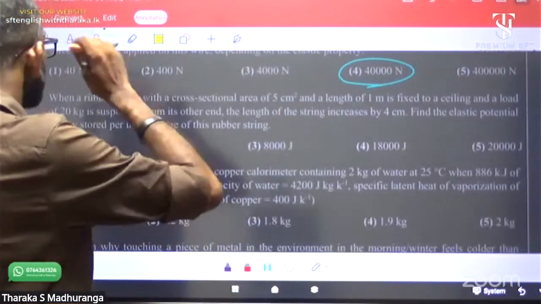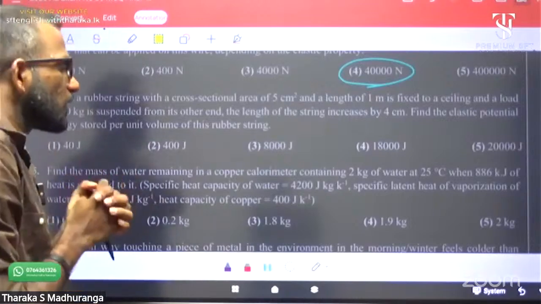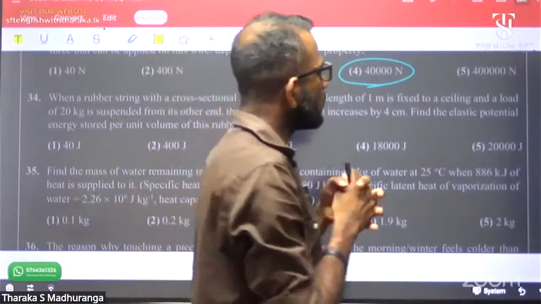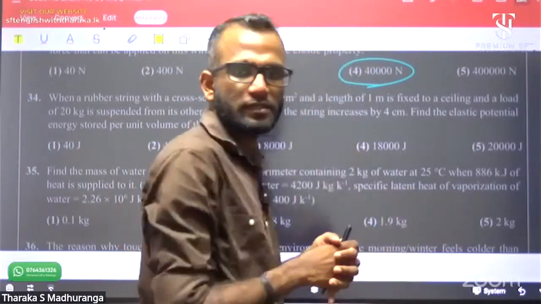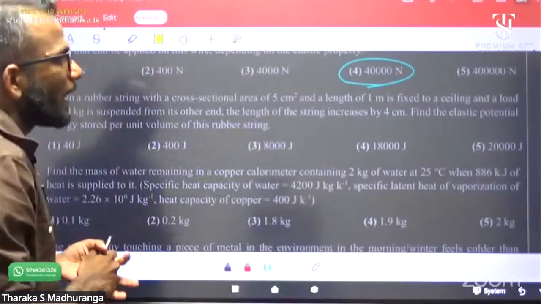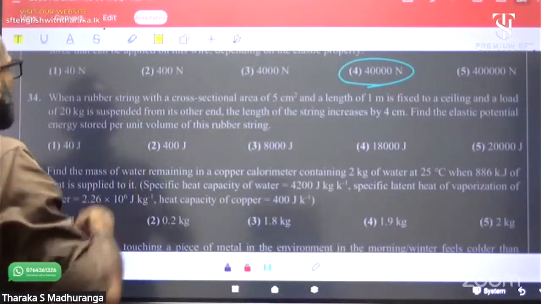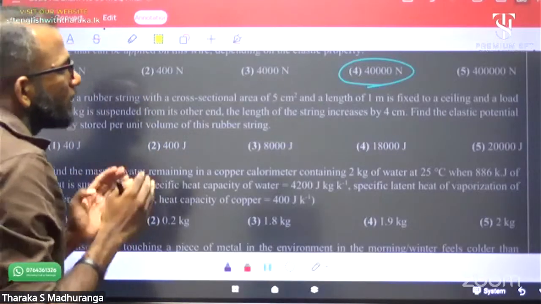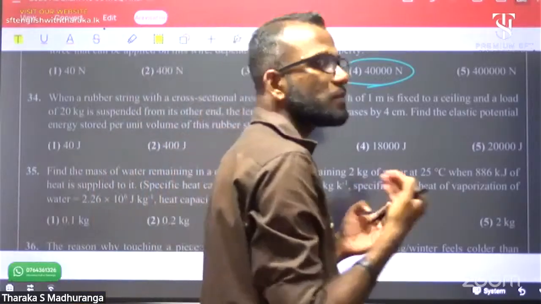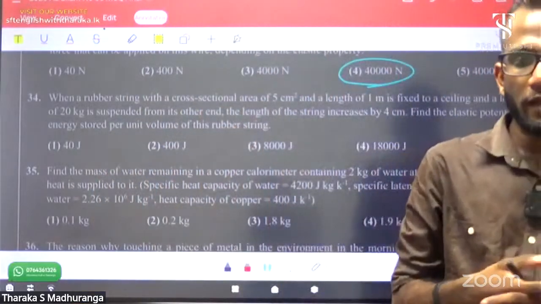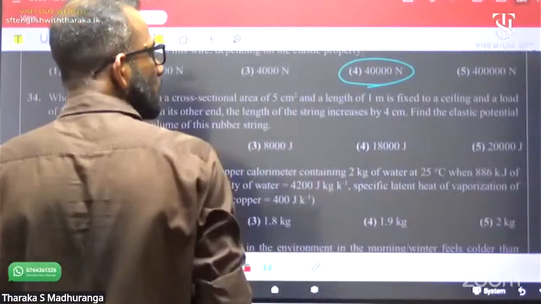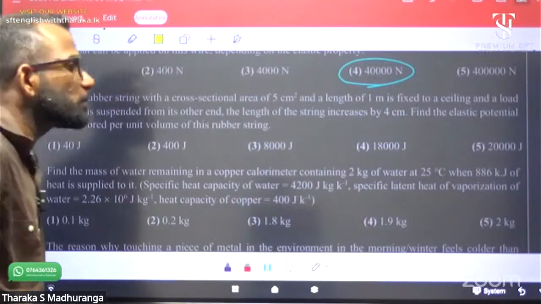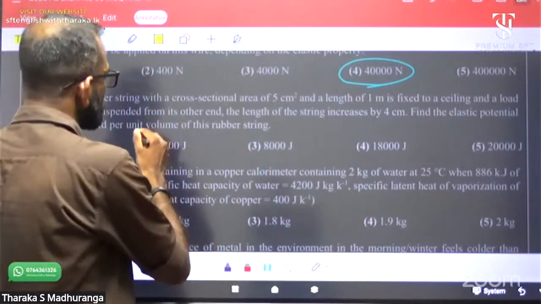Question number 34. A rubber string with a cross-section area of 5 square centimeter and a length of 1 meter is fixed to a ceiling and a load of 20 kilogram is suspended from its other end. The length of the string increases by 4 centimeter. Find the elastic potential energy stored per unit volume of this rubber string.